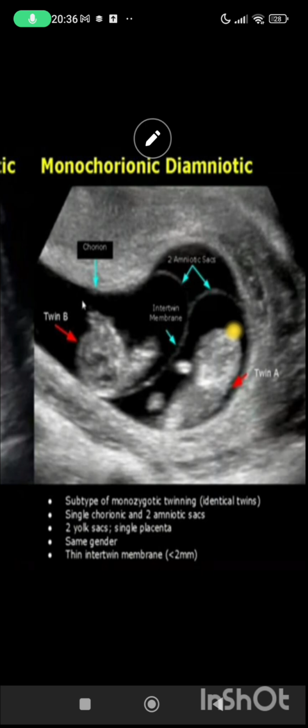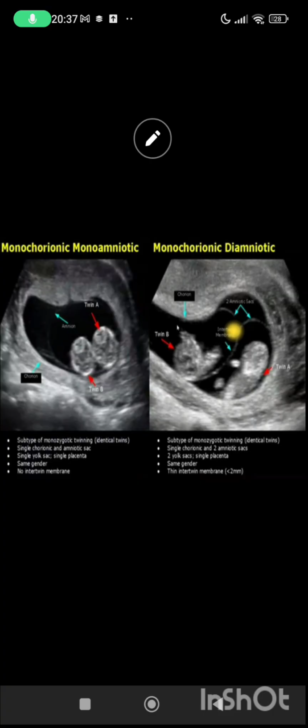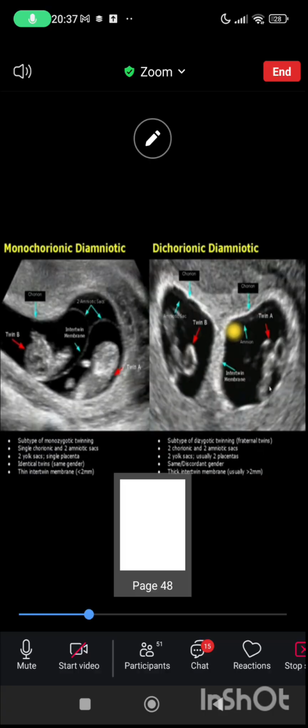And then comes cord entanglement. So there is no dividing wall and the cords twist around each other. It happens with which gestation? Monochorionic, monoamniotic, because there is no dividing membrane at all. So these are the common complications.